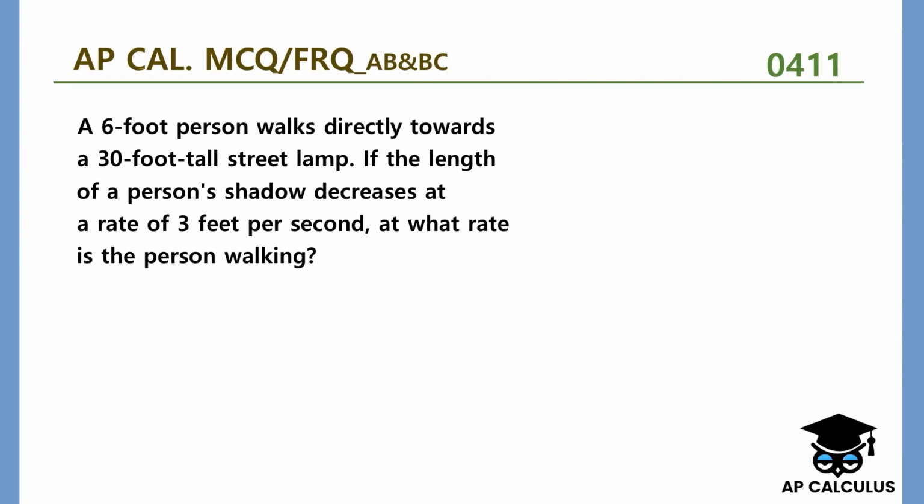Question 411. A 6-foot person walks directly towards a 30-foot tall street lamp. If the length of a person's shadow decreases at a rate of 3 feet per second, at what rate is the person walking?